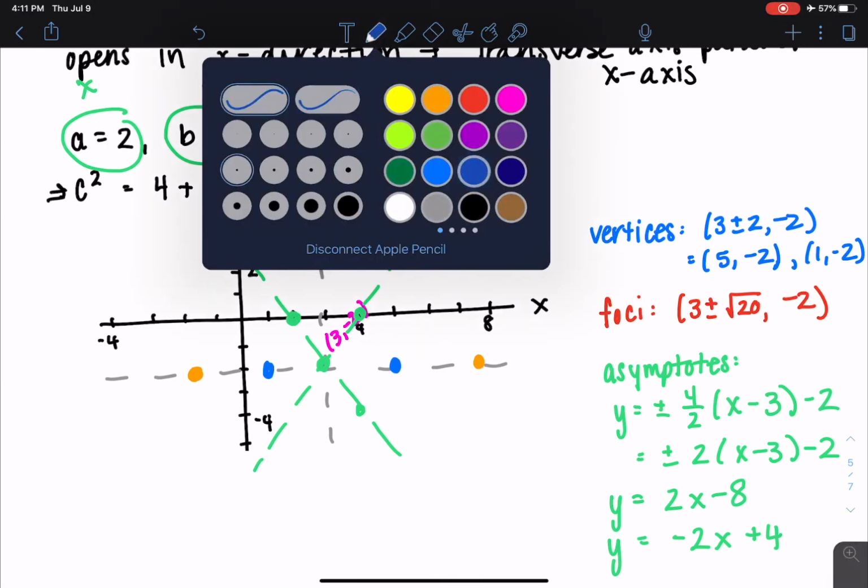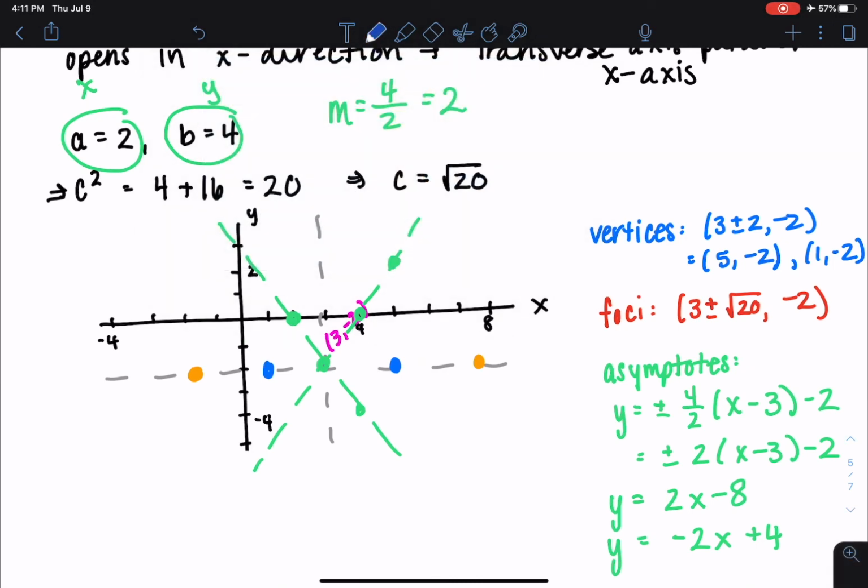Then the last thing we have to do is just actually graph this. So our hyperbola opens in the x direction. Doesn't need to be perfect, but it'll be close to here. Okay.